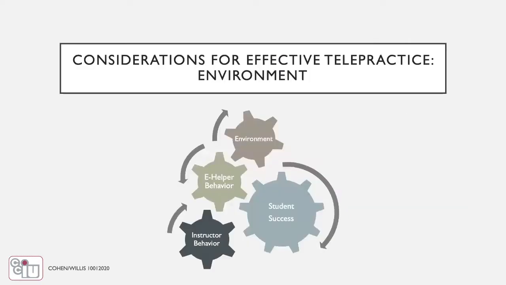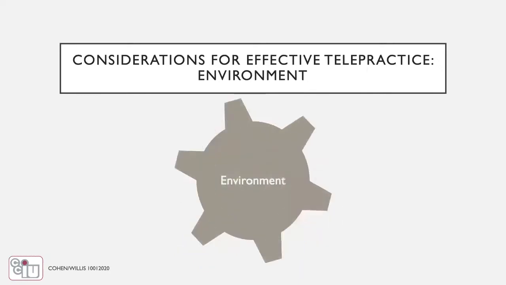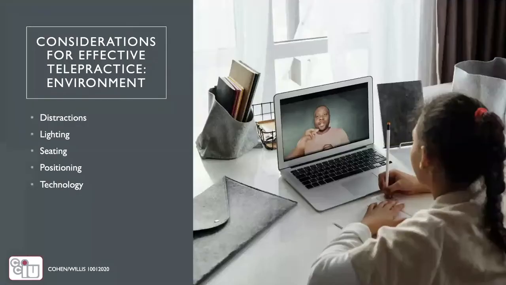The first key area for telepractice success is environmental considerations. Environmental considerations should be reviewed with the e-helper prior to the start of telepractice. First, it is important to limit distractions as much as possible, including turning off the TV, putting electronics away, and limiting the number of individuals in the room. The space may also need to be organized so that highly preferred items are out of reach and only available to the student through the e-helper.